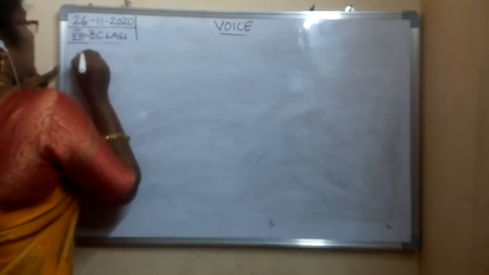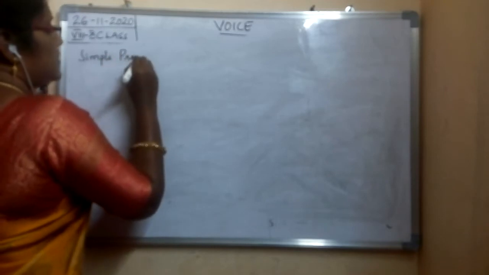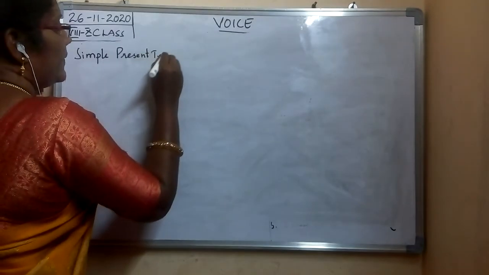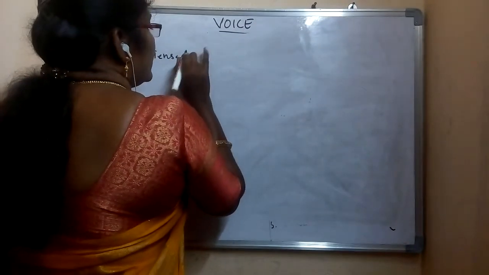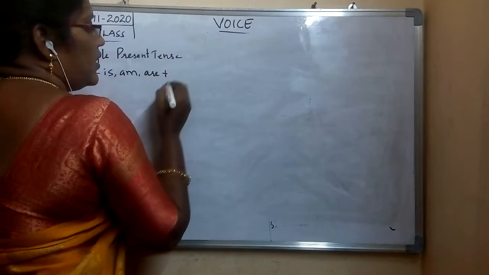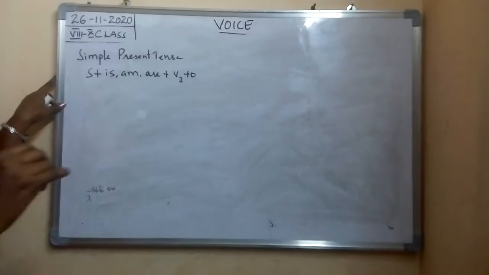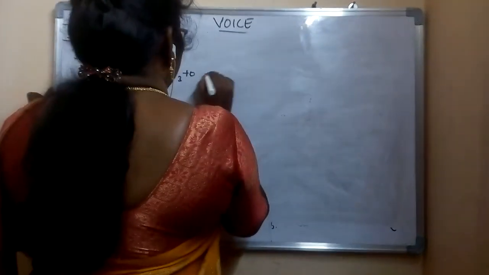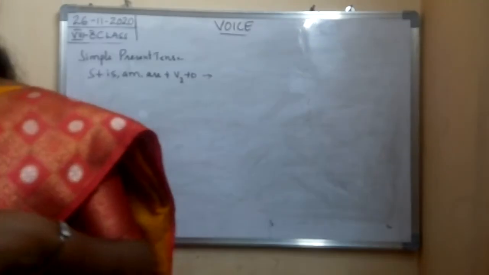Now see here, simple present tense. Okay, simple present tense structure is what? What is simple present tense structure? Subject plus is, am, are plus V3 plus object. This is simple present tense structure. Then you can make one sentence like subject plus is, am, are plus V3 plus object.